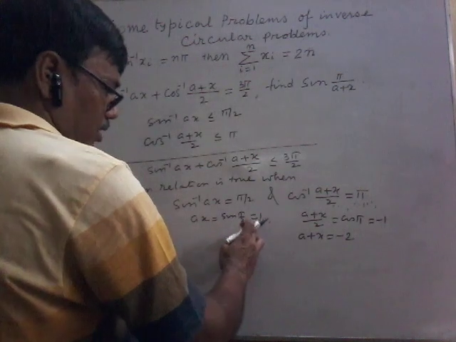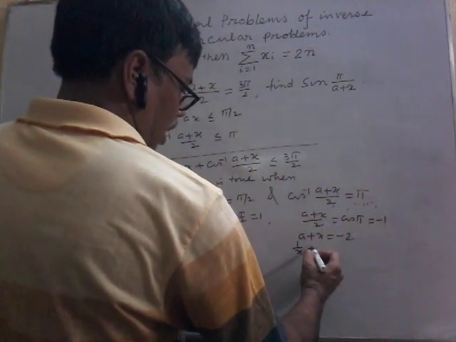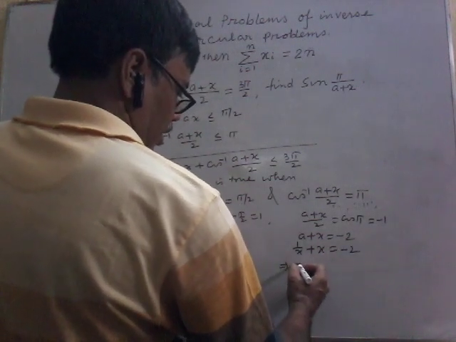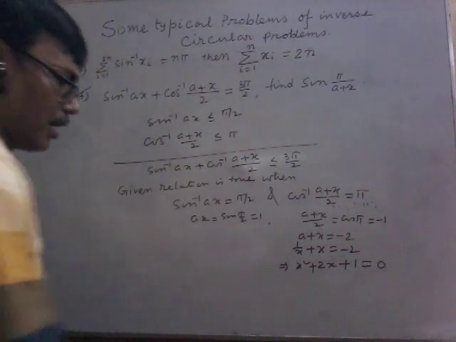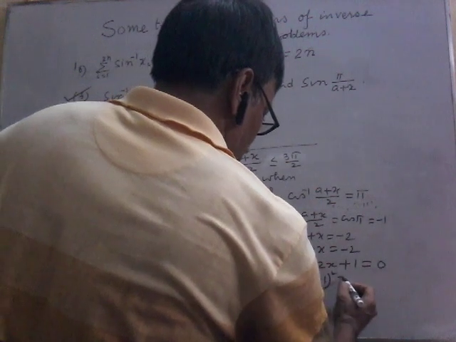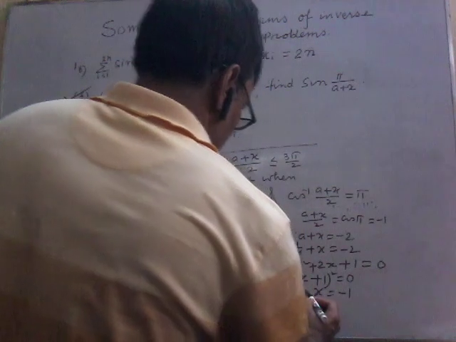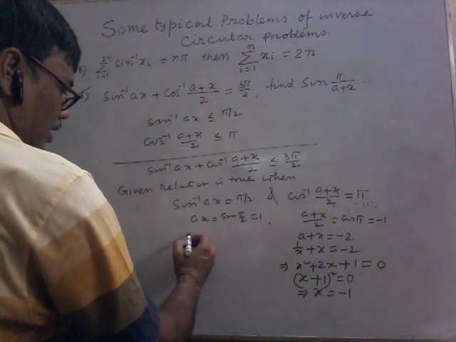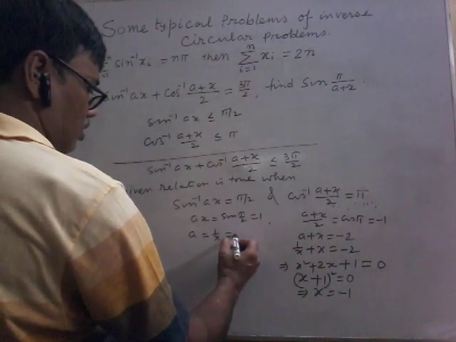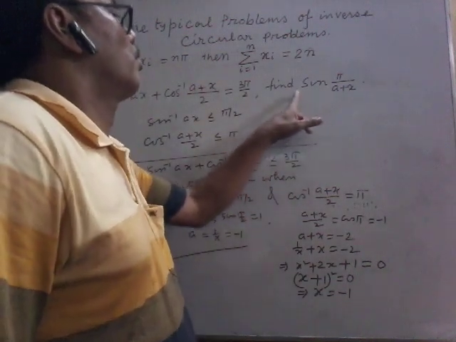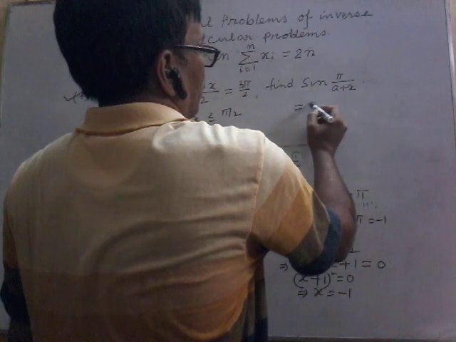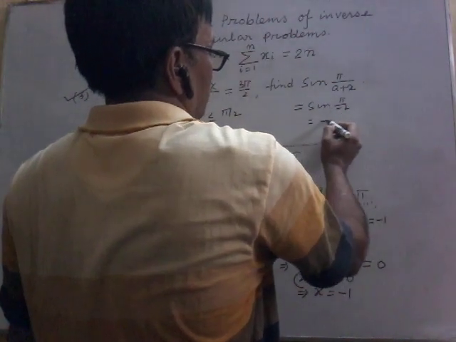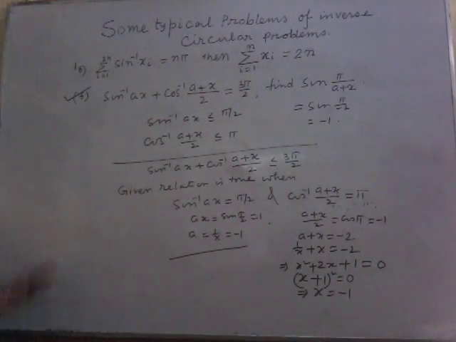Here ax equals 1, so what is a? a is 1 by x, so 1 by x plus x equals minus 2. So x square plus 2x plus 1 equals 0. So what is x? (x plus 1) whole square equals 0, so x equals minus 1. So if x equals minus 1, then a equals 1 by x, again minus 1. So look, what is the value of sine pi by (a plus x)? Sine pi by minus 2... equals minus 1. So these types of problems are the same type of problems.